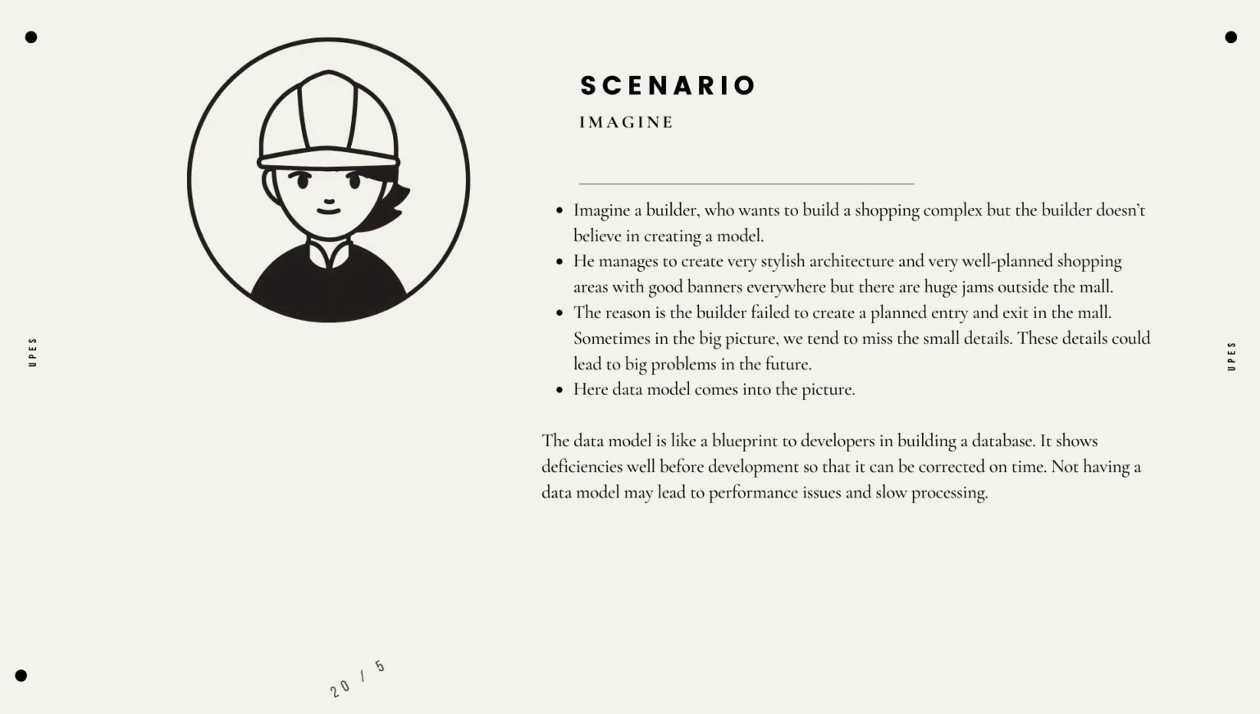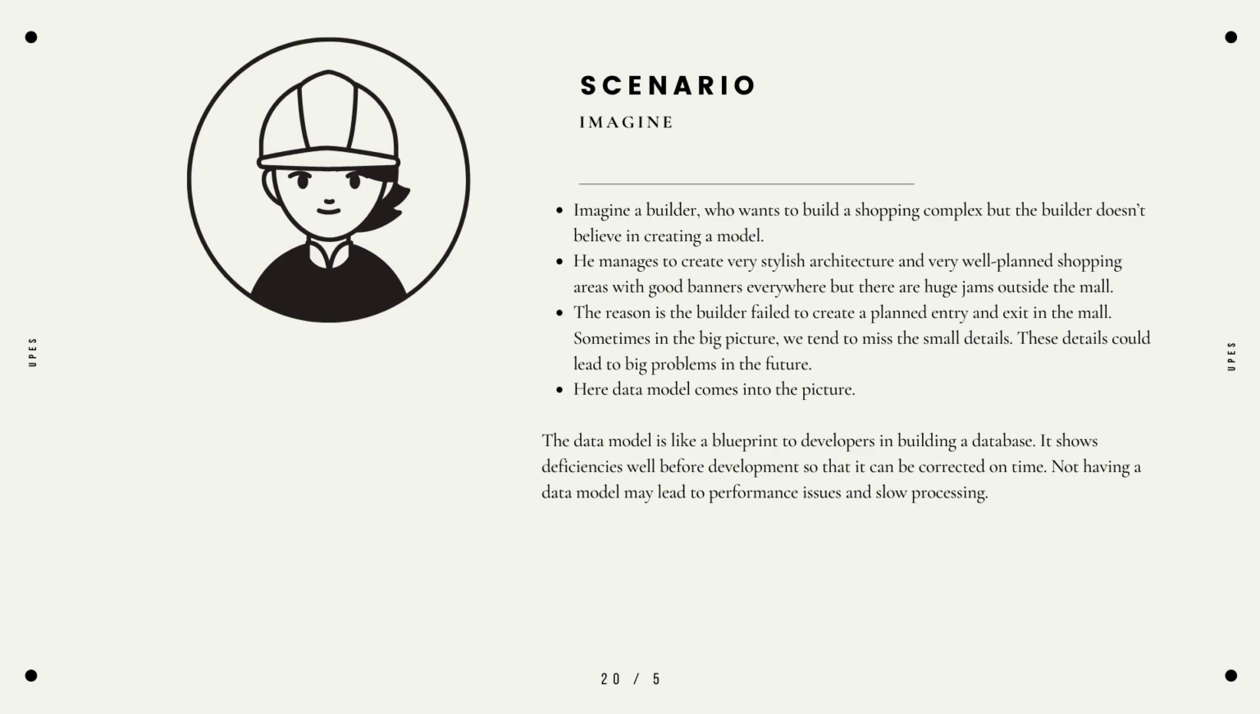To understand the data model, let's take a scenario. Imagine a builder who wants to build a shopping complex, but the builder doesn't believe in creating a model. He manages to create very stylish architecture and very well-planned shopping areas with good banners everywhere, but there are huge jams outside the mall. The reason is the builder failed to create a planned entry and exit in the mall. Sometimes in the big picture, we tend to miss the small details. These details could lead to big problems in the future.